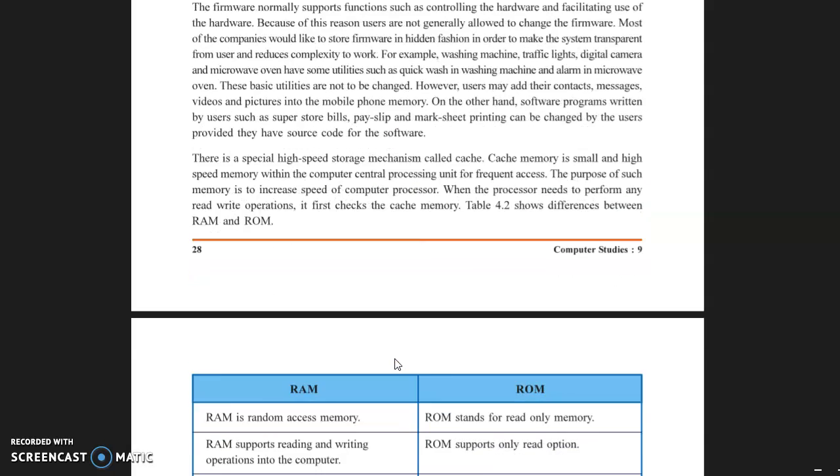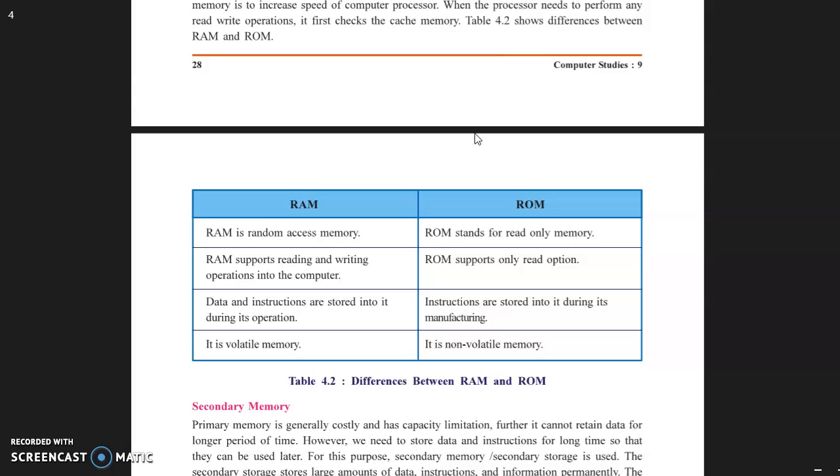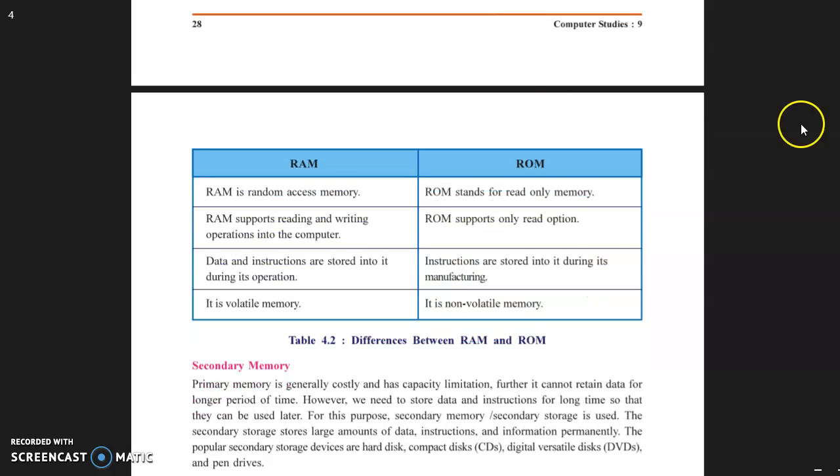There is a high-speed storage mechanism called cache. Cache memory is small, high-speed memory within the computer's central processing unit. What is the central processing unit? The short name is CPU. The purpose of such memory is to increase the speed of the computer processor when it needs to perform read-write operations. See, in this table there is a difference between RAM and ROM.